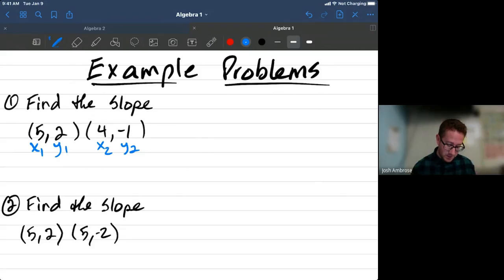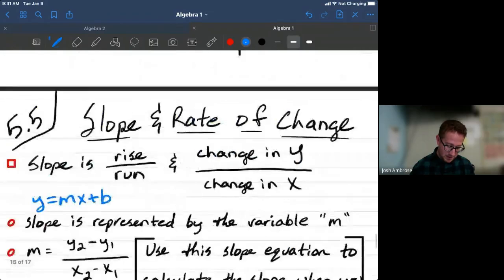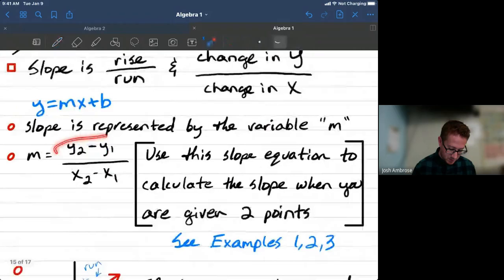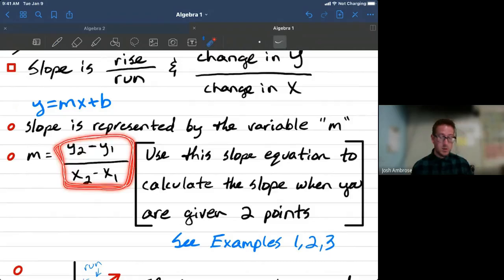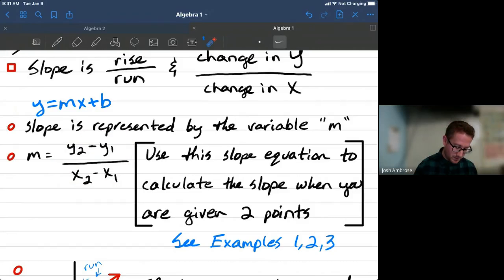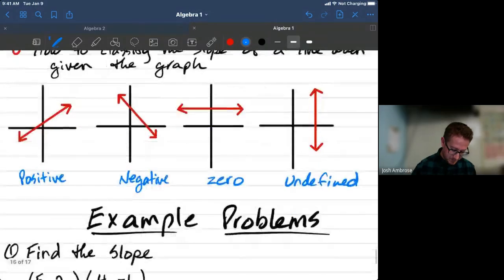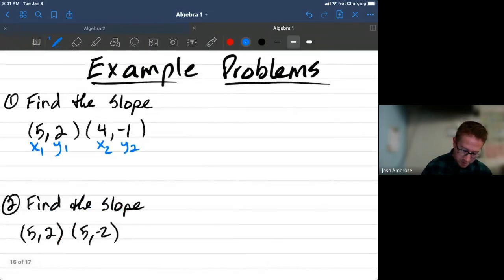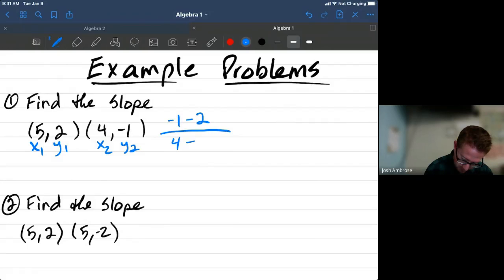All right, and don't forget the equation. I'm going to scroll back up real quick so you see it, but this needs to be in your notes. This is what we're talking about right here. That's the equation. Okay, so let's go back down. Let's fill in where all of these values belong. -1 minus 2 all divided by 4 minus 5. This is the equation to calculate slope when you are given 2 points.